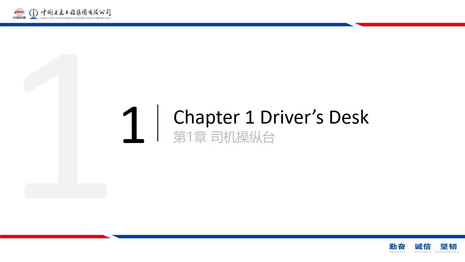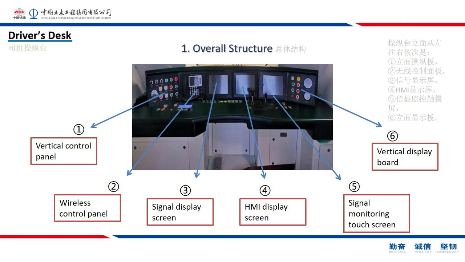Slide 3, driver's desk, front facade layout. This is the vertical layout of the driver's desk. From left to right, we see the vertical control panel, the wireless control panel, the signal display screen, the HMI display screen, the signal monitoring touchscreen, and finally the vertical indicator board. Each of these components has a specific role. For example, the HMI screen provides operational data, while the monitoring touchscreen helps supervise signal status. It is important for a driver to be able to locate and operate these panels quickly.